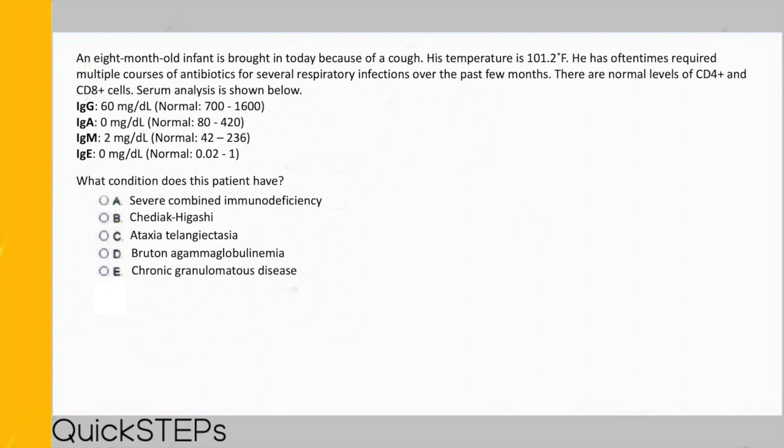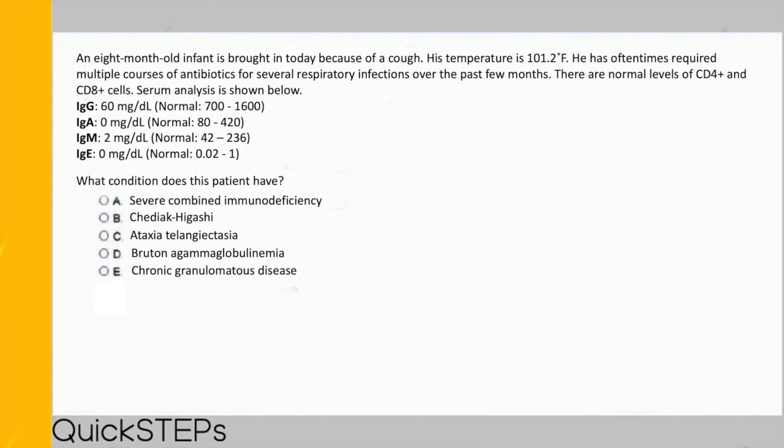So we have an 8-month-old infant brought in today because of a cough. His temperature is 101.2 degrees Fahrenheit. He has often required multiple courses of antibiotics for several respiratory infections over the past few months. There are normal levels of CD4 and CD8 cells, and the analysis shows all the immunoglobulins are decreased. So what condition is this? What has normal T cell levels but diminished immunoglobulins? In case you don't know, we're going to go through the answer choices, and when we get to the answer choice, we'll highlight it.